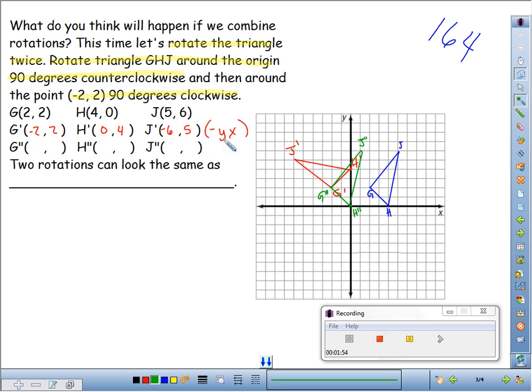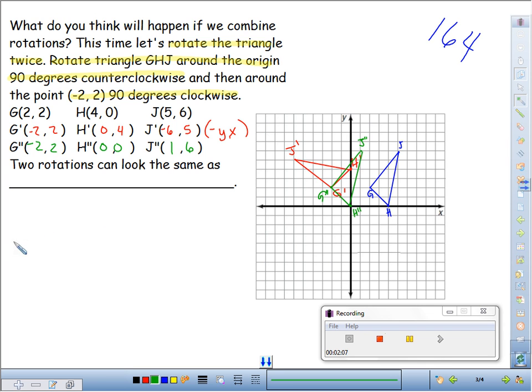Okay, so let's look here. If I look at my new points, this becomes the origin. This one stays the same. And if I look here at 5, 6, that becomes 1, 6.